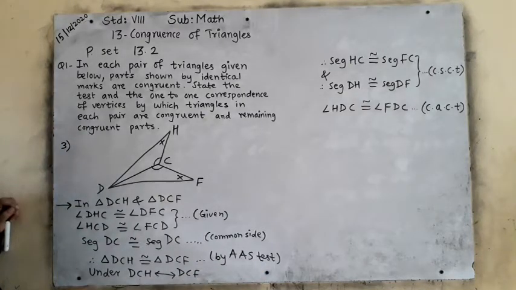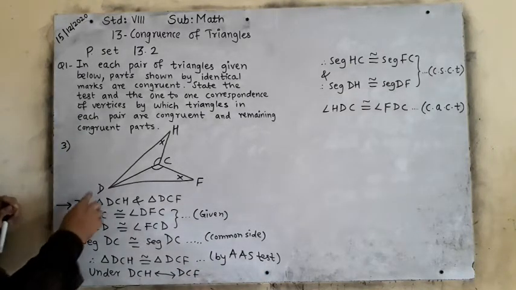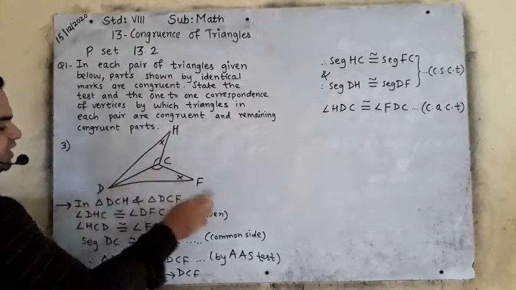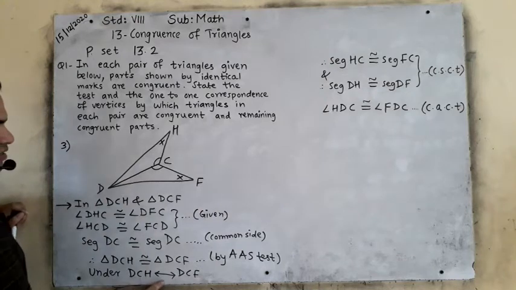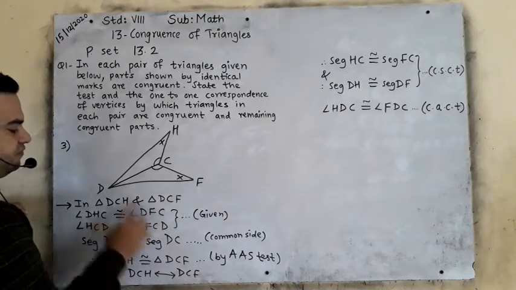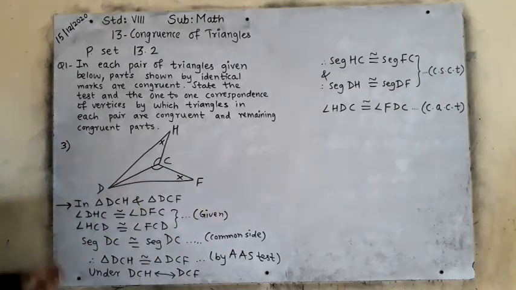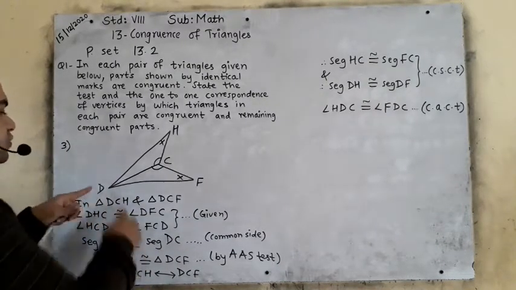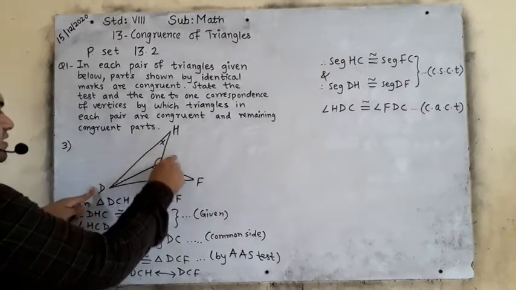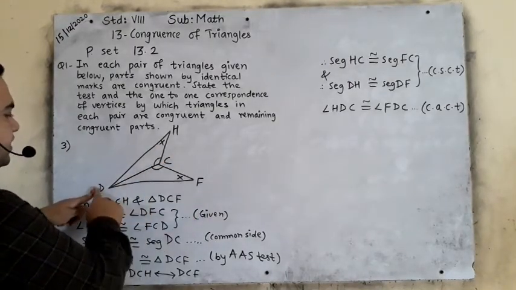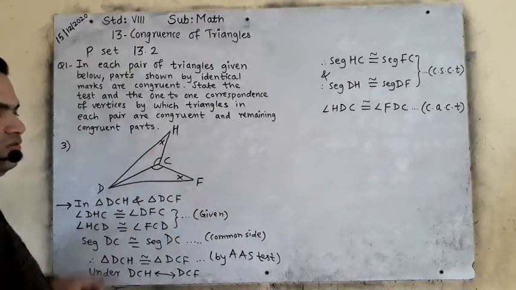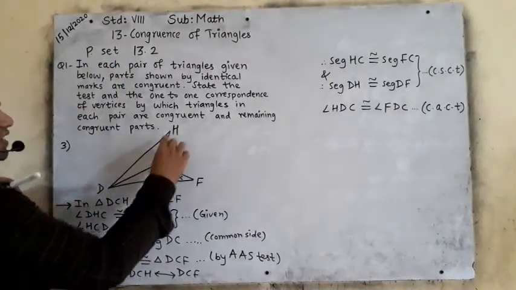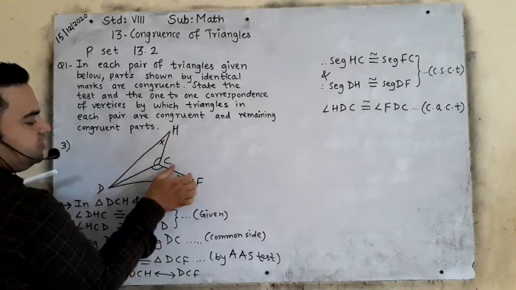And the correspondence order of this triangle will be DHC or DCH, so DCF. Okay, DCH corresponds to DCF. So while writing this order be careful. If you start from D, you start from D only. DHC, DFC or DCH, DCF. Okay, anyhow. Now the remaining sides, see, this side CH will be congruent to CF.